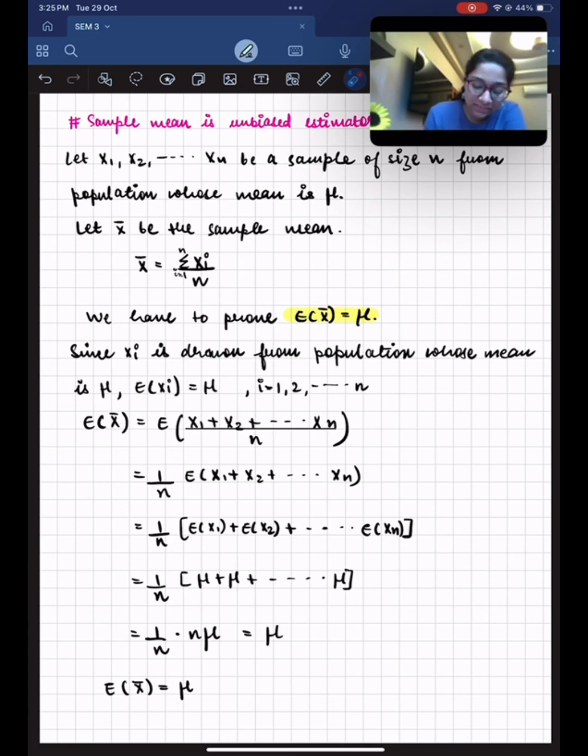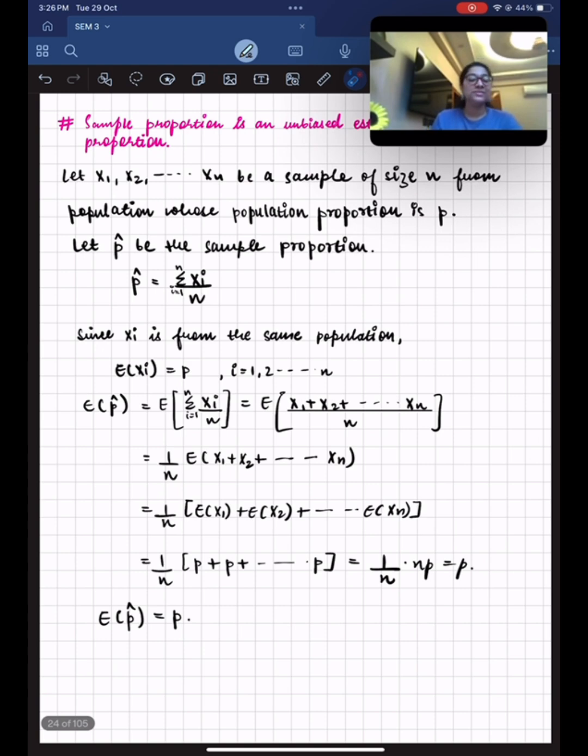Now since we've seen above that expectation of xi is equal to mu, we'll put the value of expectation of x1 or x2 or xn equal to mu. Then we have 1 by n times mu plus mu plus mu till n terms. Since it is n terms, we can write it as n mu, and when we cancel the n from n, we will be left with mu. Hence we can say that expectation of x bar is equal to mu, and that the sample mean is an unbiased estimator for the population mean.